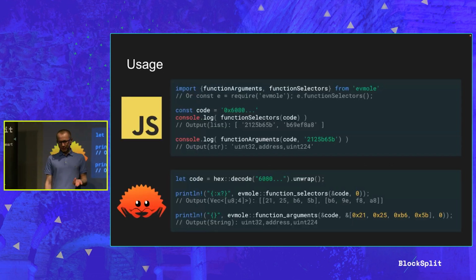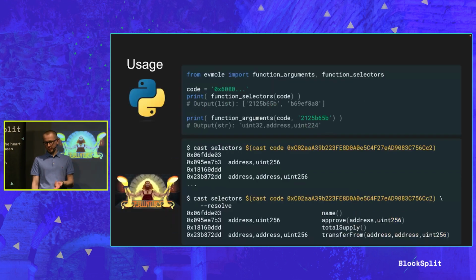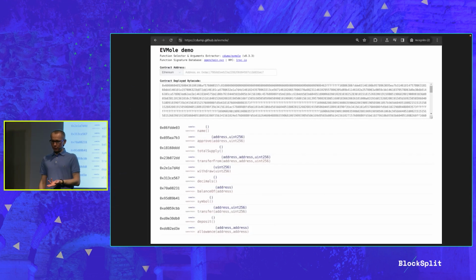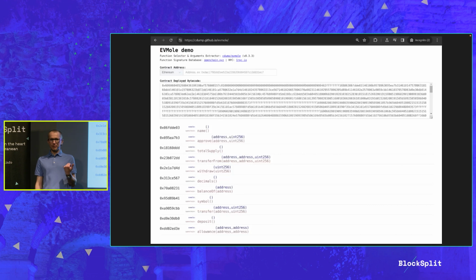Usage of my library is quite simple. You can use it from JavaScript. It has 2 public functions, from Rust, from Python, or even from cast selectors from Foundry. Foundry uses the Rust version of my library. You can use the online demo because it has a JavaScript implementation. I wrote a simple UI for it.